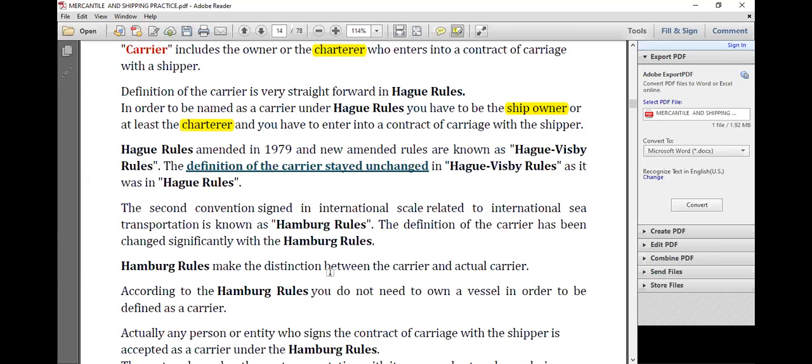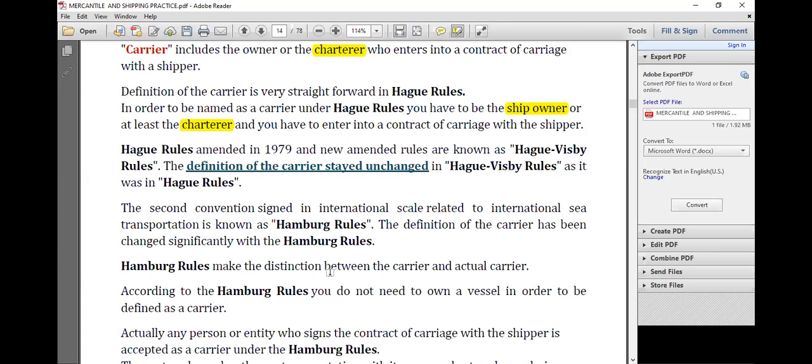So the second convention signed on an international scale related to international sea transportation is known as the Hamburg Rules. So another convention was signed after the Hague Rules. Remember, Hague-Visby is just an amendment of the Hague Rules. So another convention was signed again, and this was called the Hamburg Rules. So the definition of the carrier has been changed significantly with the Hamburg Rules. Now, the Hamburg Rules slightly changed the definition of the carrier.